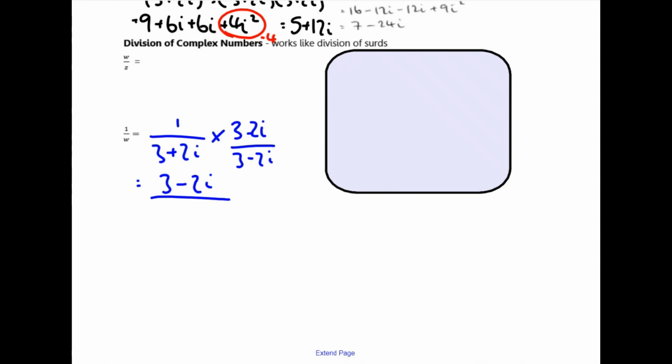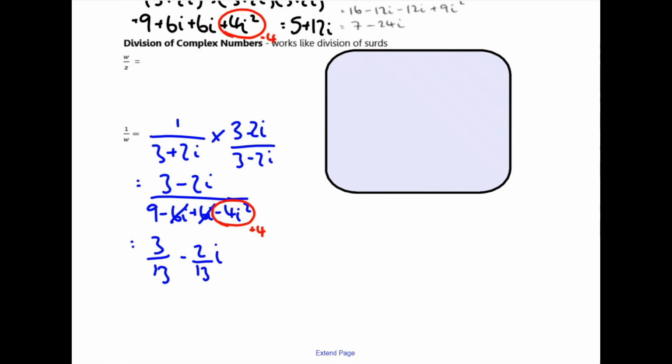And on the bottom, I'm doing 3 times 3 is 9, minus 6i, plus 6i, minus 4i squared. Being careful with that because it's really easy to make mistakes. What should happen on your denominator is that your imaginary parts should cancel, and you're just left with a real number. Remember, minus 4i squared is equal to plus 4. So we've got 3 over 13 minus 2 over 13i. Notice I haven't written it all over 13. I've split it up into a real and imaginary part, which is quite often how they would like you to write your answers.